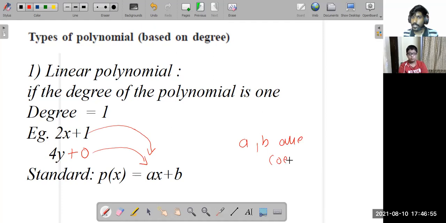But one thing you have to keep in mind: a and b are any coefficients, but a will never be 0. The coefficient of x will never be 0. Except 0, it can be anything else. b can be 0, but a cannot be 0. Getting it? Now have you understood what the standard form is? Yes, sir. Now write it.